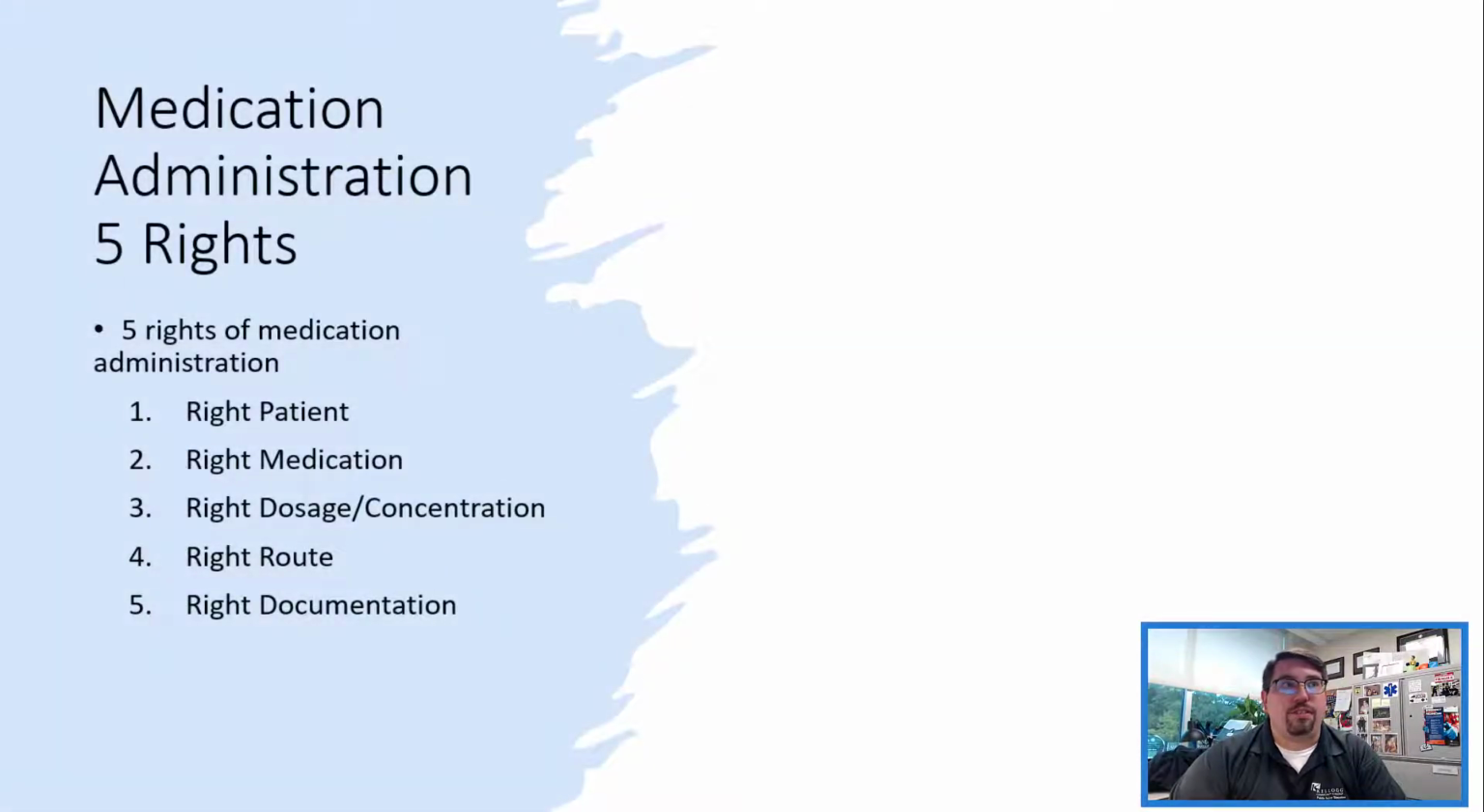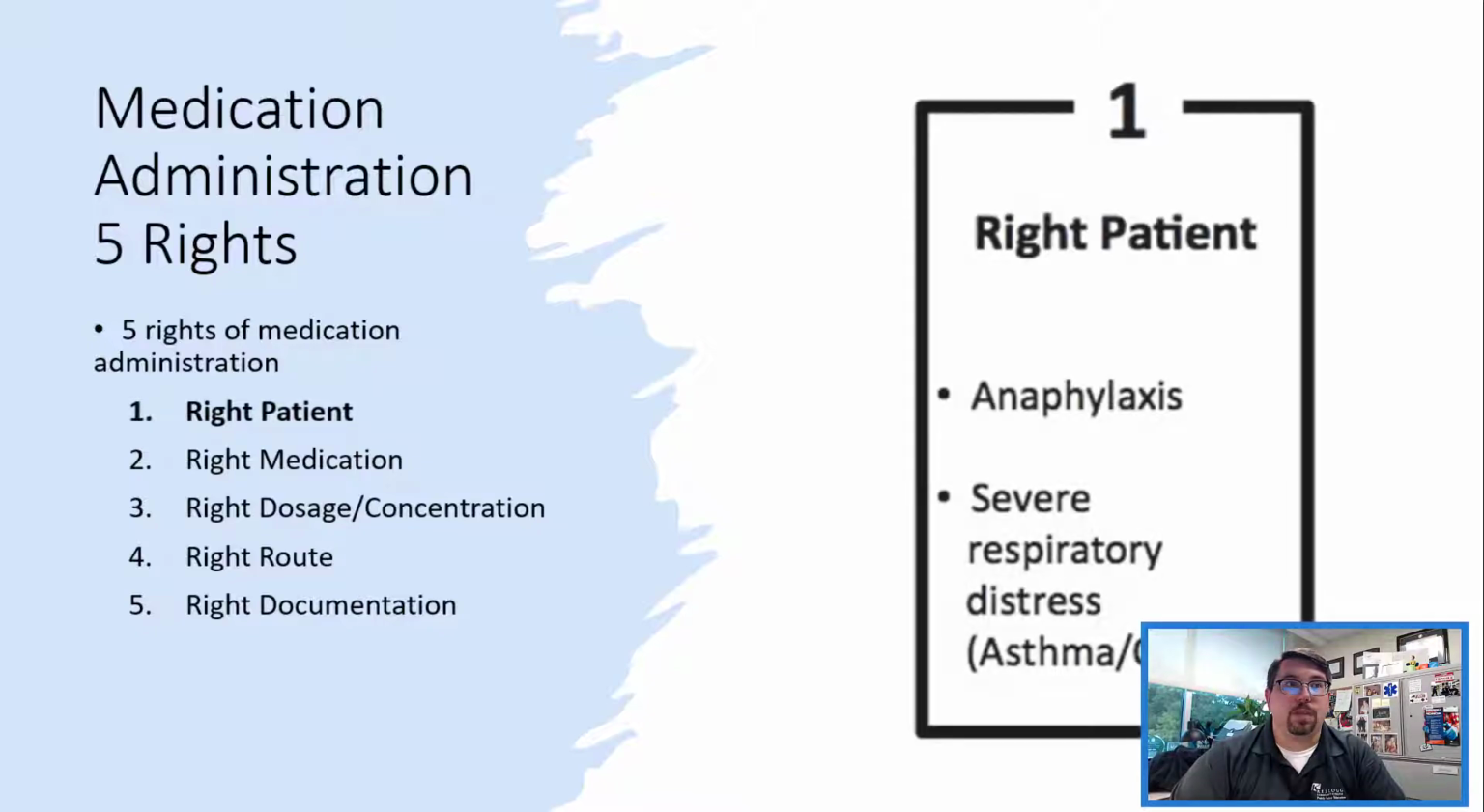We must discuss our 5 rights of medication administration. These include the right patient, the right medication, the right dose and concentration, right route, and right documentation. Let's take a look at each one of these individually. First is the right patient. We must be recognizing that the patient will be suffering from anaphylaxis or severe respiratory distress secondary to asthma or COPD. All of those are critical.